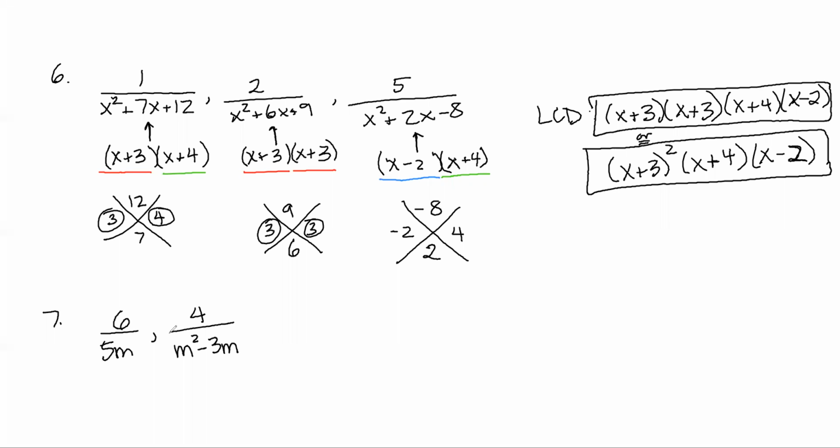So to get started with this one, again, first thing you want to do is check to see if we can factor. We can't factor this first one, so I'll leave that as 6 over 5m, but we can factor m squared minus 3m. This is only 2 terms, so it's not a trinomial. We don't want to use the big X, but we can factor out an m, and we're left with an m minus 3.